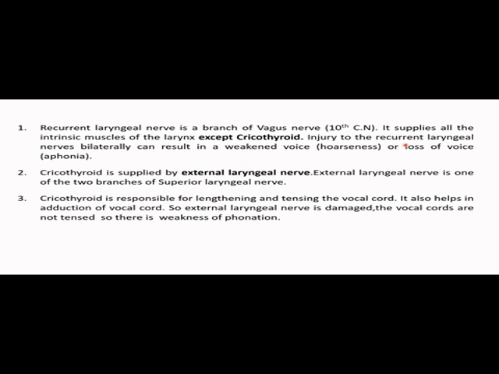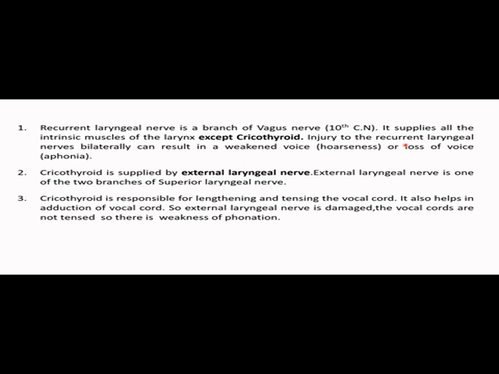So there will be a weak voice or a hoarse voice, or if recurrent laryngeal nerve on the left and the right, both the sides, is bilaterally damaged, then there will be no voice. When there is no voice, it is called aphonia. Now you know that recurrent laryngeal nerve is supplying all the intrinsic muscles except cricothyroid. Cricothyroid is supplied by external laryngeal nerve, which is the branch of superior laryngeal nerve.